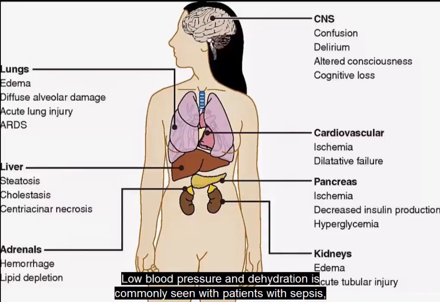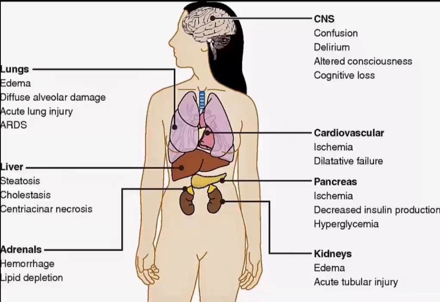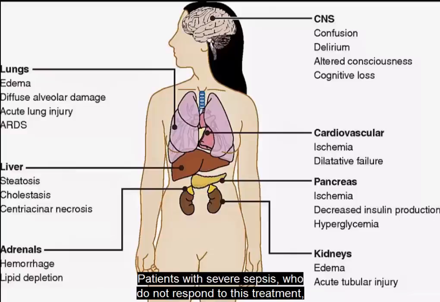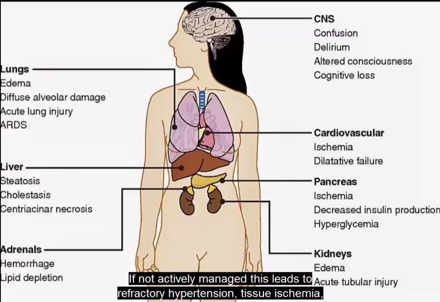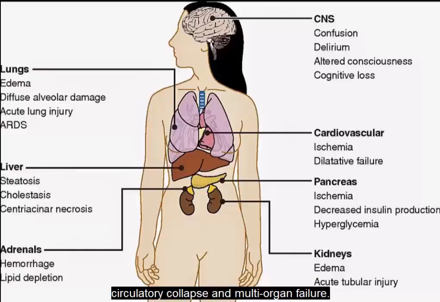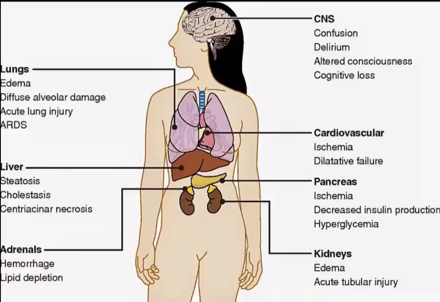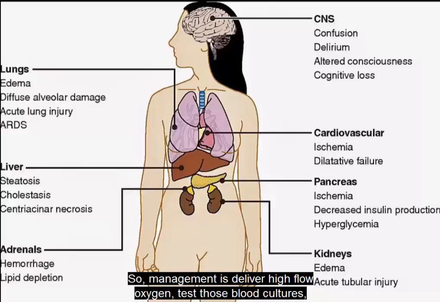Low blood pressure and dehydration is commonly seen in patients with sepsis, but will generally respond to fluid replacement. Patients with severe sepsis who do not respond to this treatment are considered in septic shock. If not actively managed, this leads to refractory hypotension, tissue ischemia, circulatory collapse, and multi-organ failure. So management is to deliver high-flow oxygen, test those blood cultures, administer the antibiotics, measure serum lactate and do a complete blood count, start intravenous fluid, and record accurate urine output measurements.